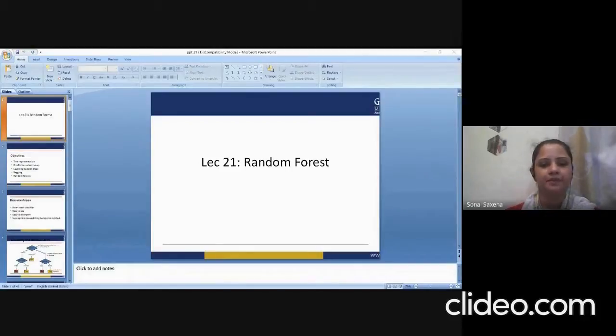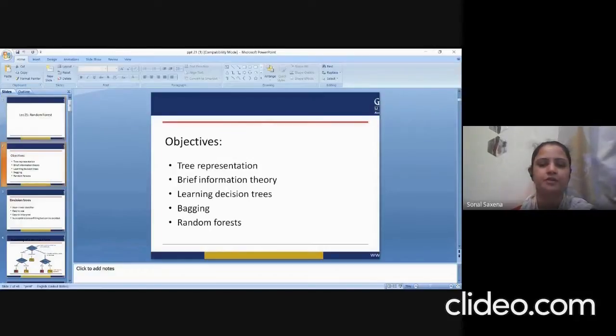Here, let us see what exactly are the objectives of this tutorial. We'll see the tree representation. We'll see brief information theory. We'll be learning decision trees. Then we'll see the concept of bagging. And finally, we'll see what exactly is random forest. So these will be the objectives of today's lecture.